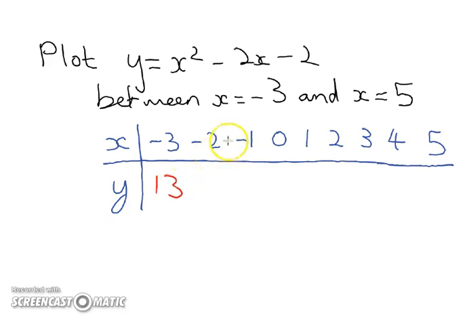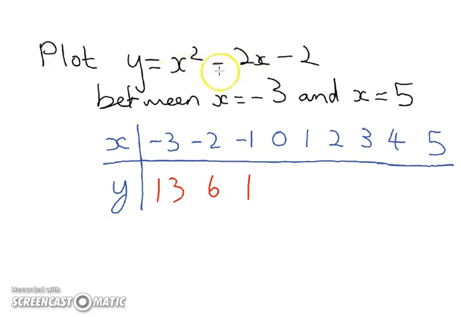Now we do the same thing, but this time x is minus 2. Minus 2 squared is going to be plus 4. Minus 2 times minus 2 is going to be plus 4. 4 plus 4 is 8. Subtract 2 gives us 6. So that's our second value. Similarly, x is minus 1. Minus 1 squared is 1. Minus 2 times minus 1 is 2. 1 plus 2 is 3, and we subtract 2, gives us back 1.